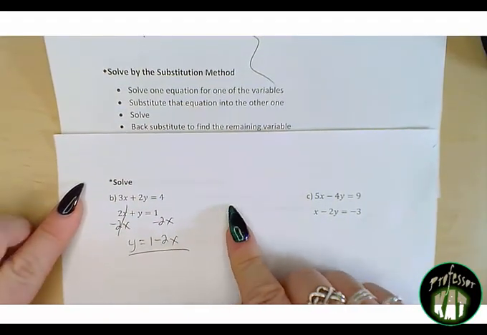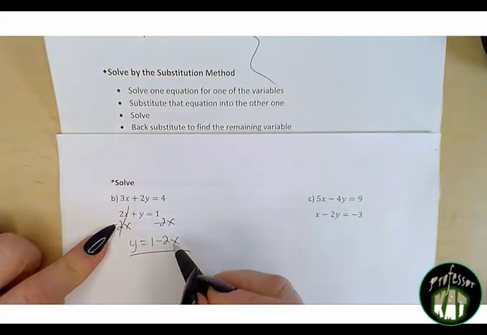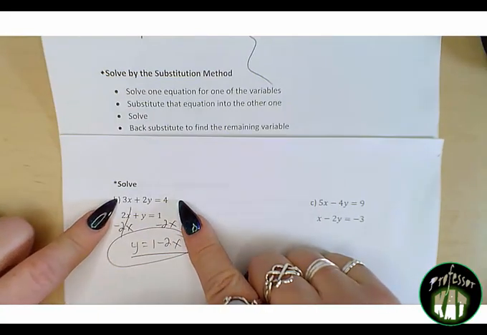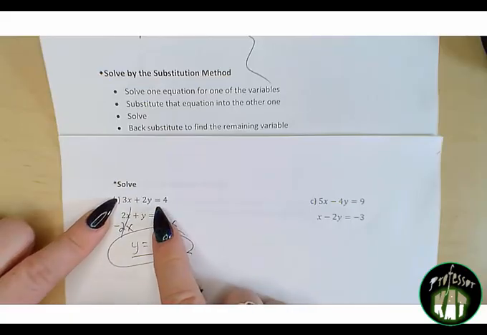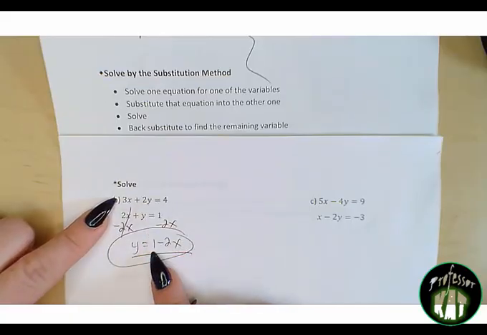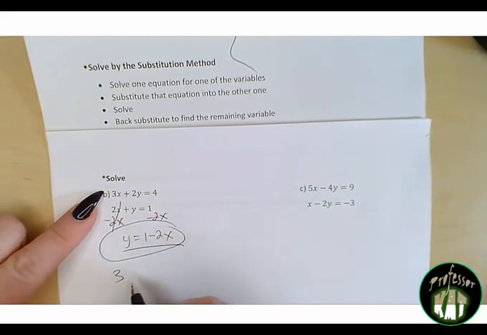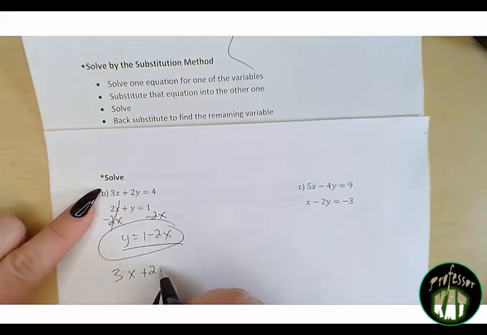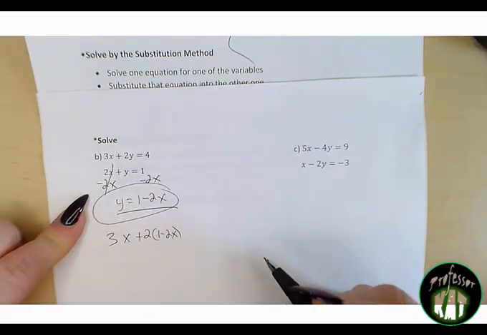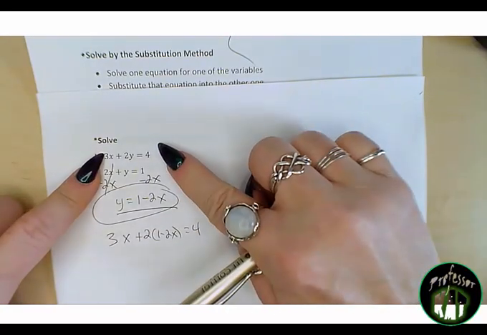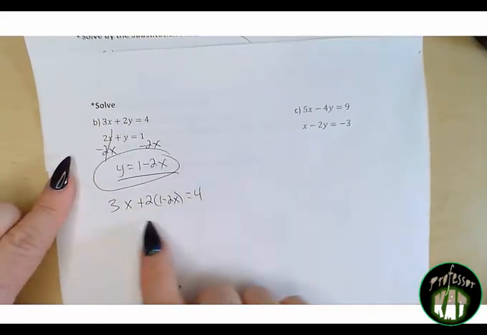other equation. So since we used the bottom equation and solved that, we're now going to take this, plug it into the top equation. y equals 1 minus 2x. So I'm going to substitute this y here with 1 minus 2x. So grabbing that top equation is 3x plus 2 times y. But now we're going to plug in 1 minus 2x, and then that's going to equal 4. So we're still following 3x plus 2y is equal to 4.